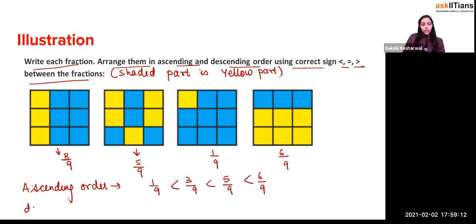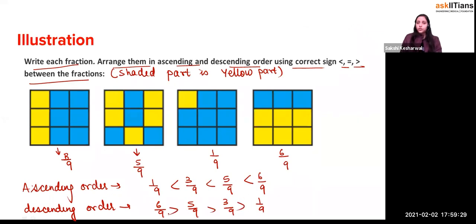For descending order, you have to just change the sign, right? You have to just write in the reverse order. So this will be from greatest to lowest. So it is 6 by 9, then 5 by 9, then 3 by 9, then 1 by 9, and then change the sign. That's it. This is your answer, right?